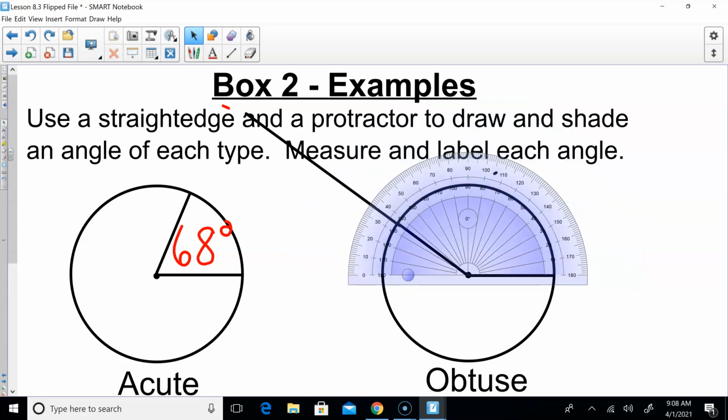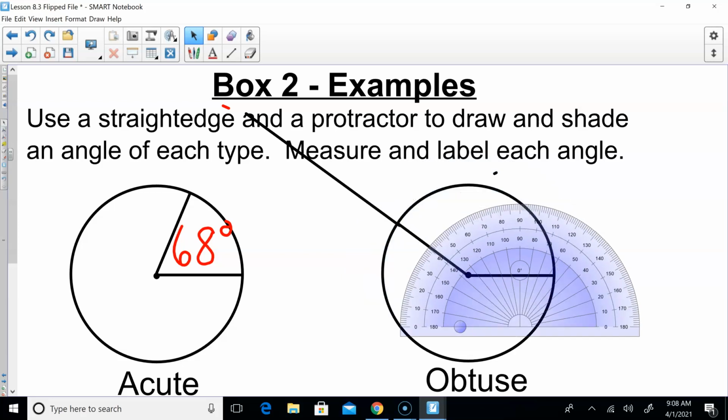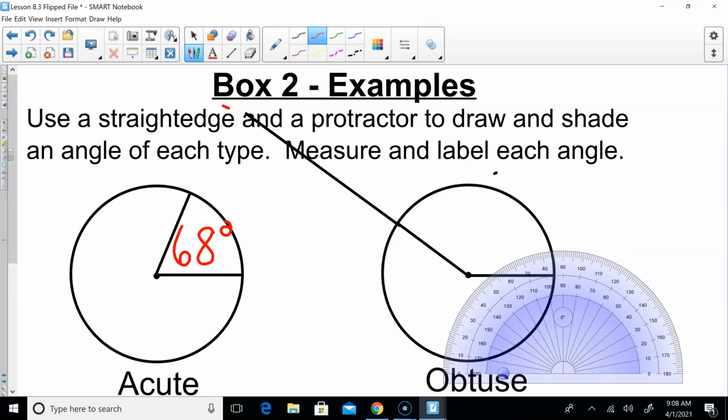But that's how you can, oh, that's how you shrink it. I was always wondering that. Learned something new today. And this would be our measurement of 145 degrees, which would qualify as an obtuse angle.